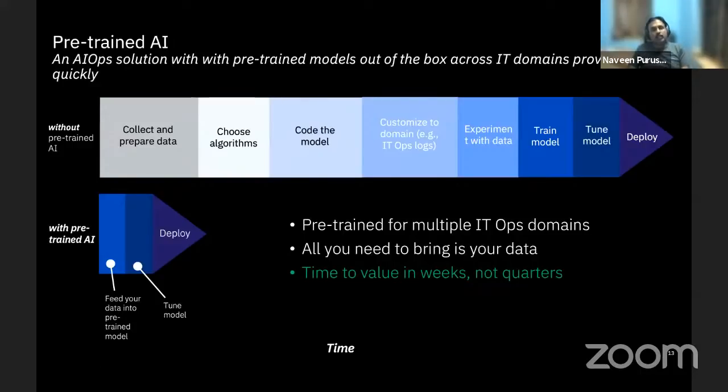So here, what you are seeing is two different approaches for delivering the AI-based solution. One could be a longer process where we are not training the AI models upfront. We are always collecting data and cleansing the data and then choosing the right algorithm depending on the scenario. Then we are creating the machine learning model. We customize it, we experiment, we train, tune, and then deploy into production. That's one approach. The other approach is we create pre-trained models and deploy into an environment. Often only tuning is needed.